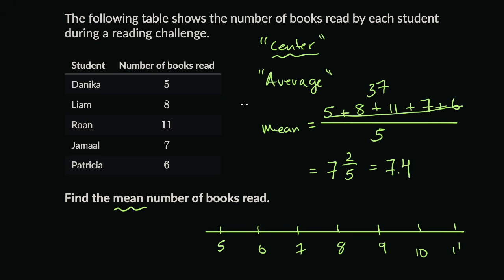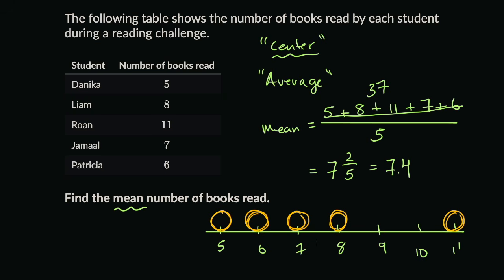And I'm going to put a weight for each of these. So Danica is at 5, so I'm going to put let's say a 1 pound weight there. Liam is at 8. I'm going to put a 1 pound weight there. Roan is at 11. I'm going to put a 1 pound weight there. Jamal is at 7. I'm going to put a 1 pound weight there. Patricia is at 6.